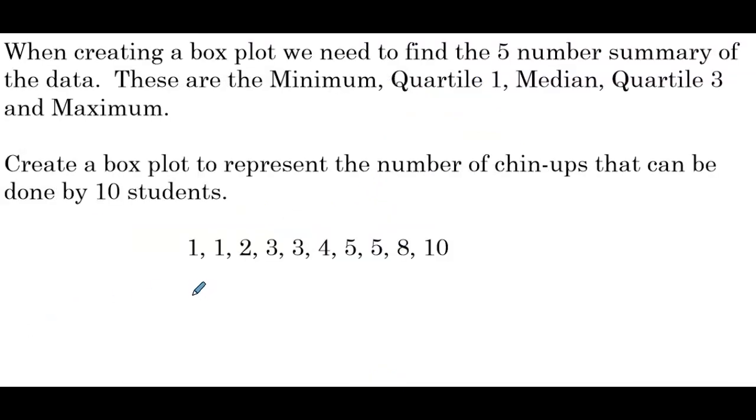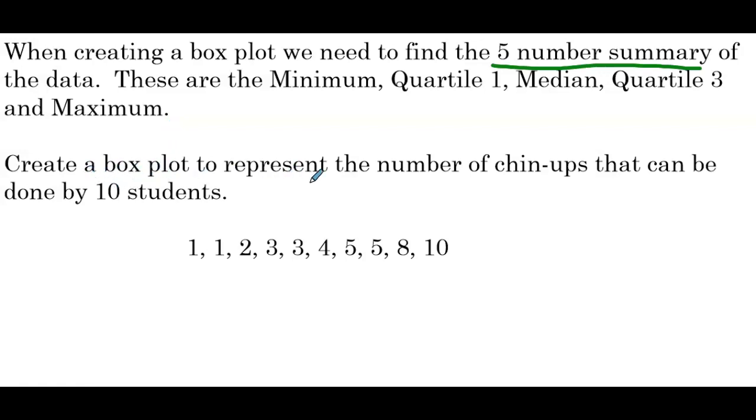When creating a box plot, we need to find the 5-number summary. That's what we call the numbers that we labeled on the box plot earlier. So if you ever see a question that says, give me the 5-number summary, we're looking for the minimum, the first quartile, the median, the third quartile, and the maximum. Those are the 5 that we need to create that box plot.